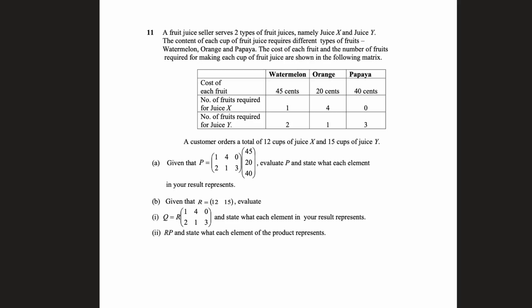So watermelon, cost of each watermelon 45 cents. Cost of each orange 20 cents. Cost of each papaya 40 cents. That's how we read it. And then we see, okay, one watermelon is required for juice X. Oh, okay, that makes sense.